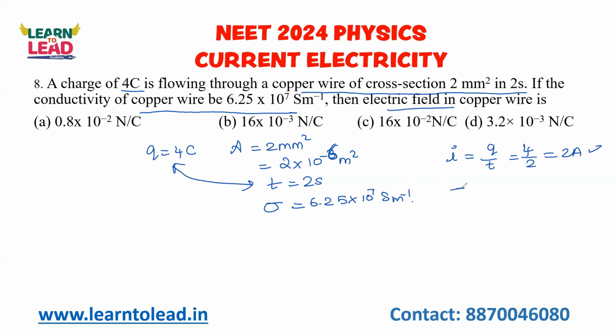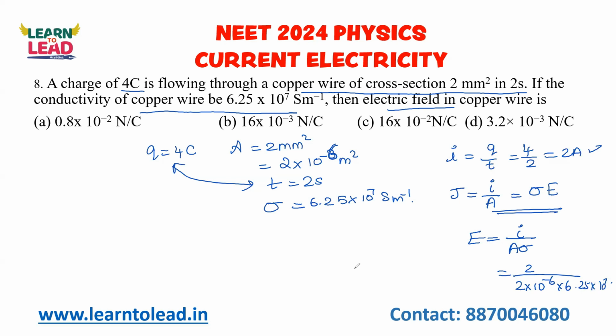Then current density is nothing but current per unit area, which is equal to sigma into E. From this, if you fit both the values, E is equal to I by A into sigma. What is I? 2, by area 2 into 10 to the power minus 6, and sigma 6.25 into 10 to the power 7. If you solve this, you will get 1.6 into 10 to the power minus 2 Newton per coulomb.